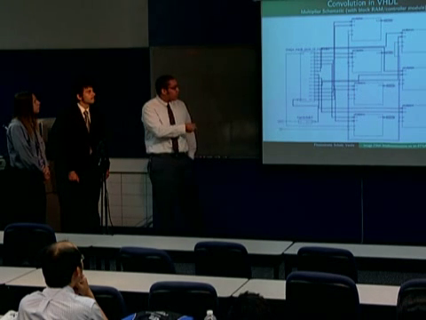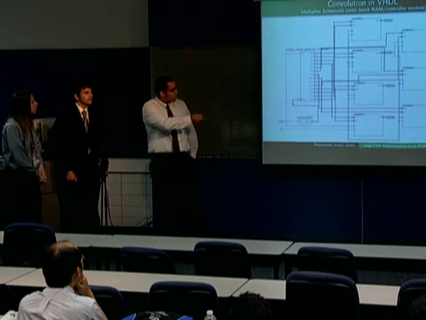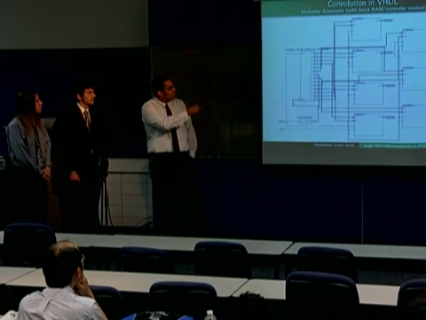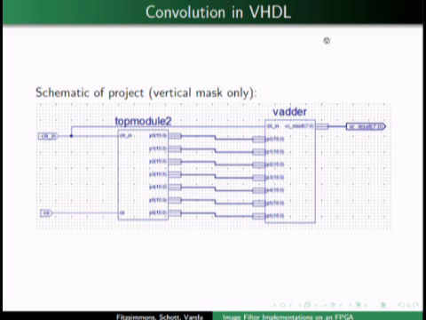Right here you'll see a schematic, top module 1 down here. Top module 1 is comprised of our block RAM and our controller. Here's our image mask controller with the top 7 pixel values from our image and our mask values. Those get sent to a series of multipliers which each give us a 16-bit output from the original 8-bit output from our previous module. All that gets sent to an adder, which gives us our vertical convolution results. It basically takes the most significant bits from our 16-bit output and takes the 8 most significant for our result.